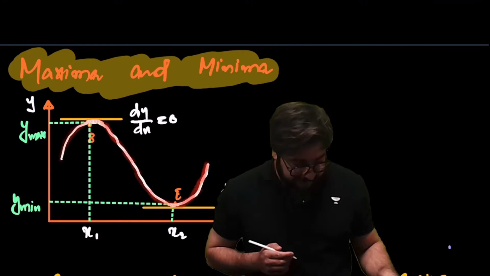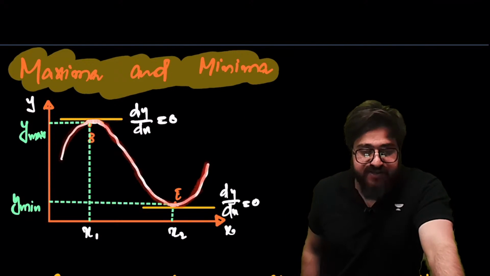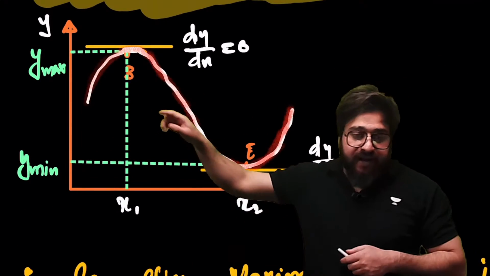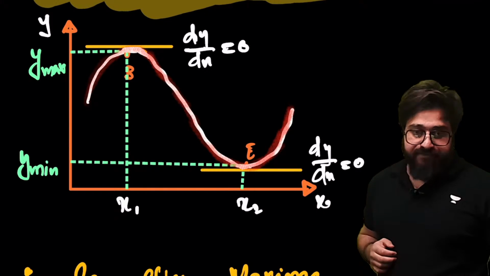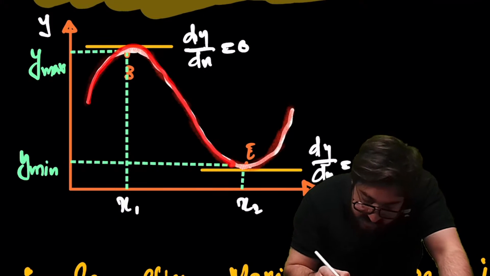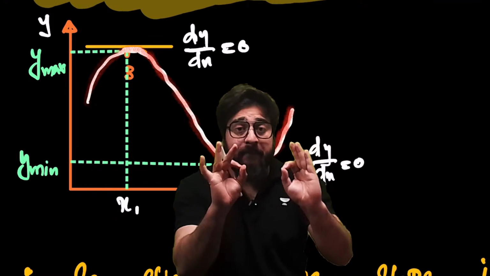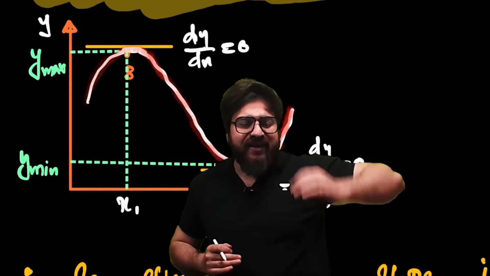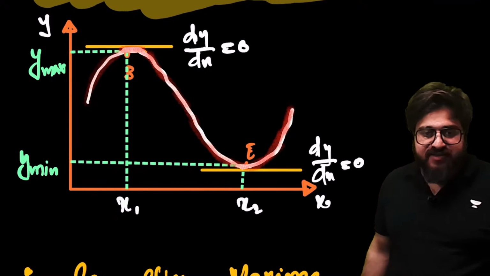Guys, let's suppose I have given a graph over here that is y versus x, something like this. This is the graph which is given. Can you tell me in this particular graph which one is the highest point, which one is the maximum point? You say, sir, this one is the maximum point in this graph.